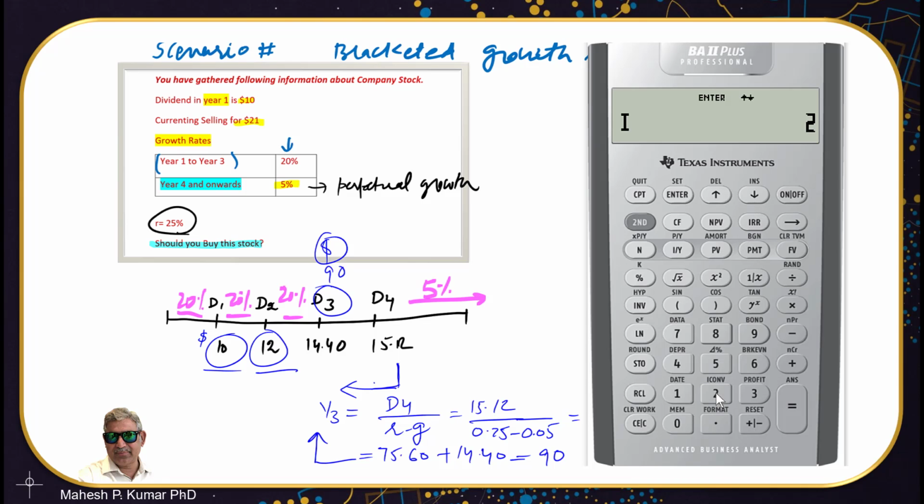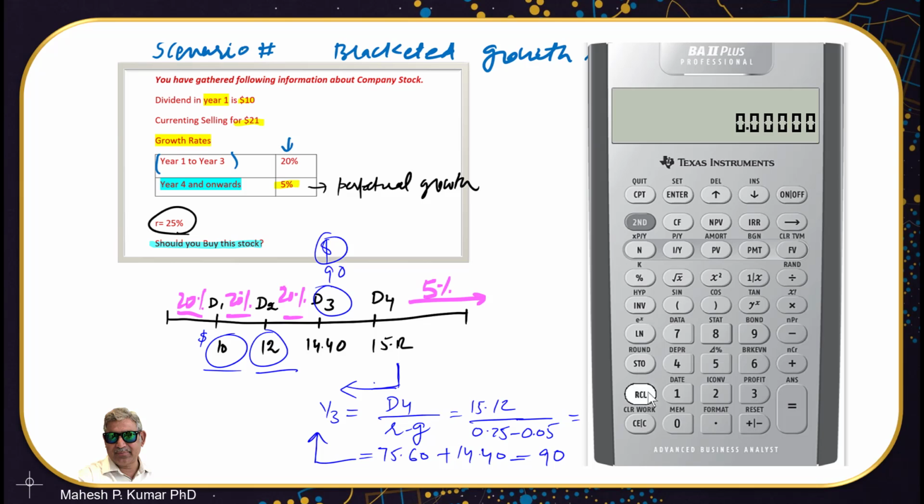I is 25%, hit enter, and then go down, and NPV is what we are trying to calculate. So click CPT and it comes out to be $61.76. The intrinsic value of this share is $61.76. We can store this in the first memory slot and second quit.